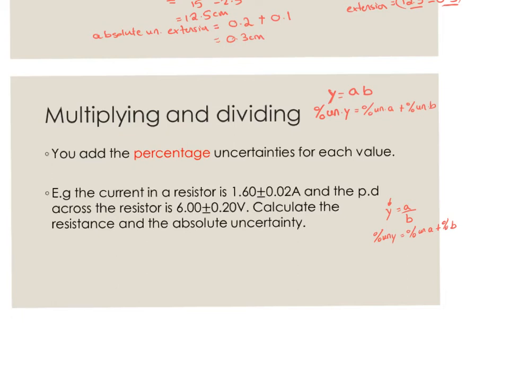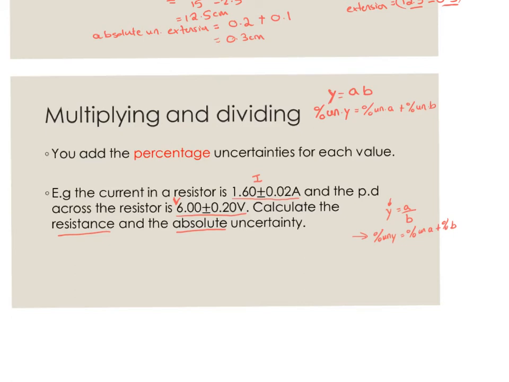The current in a resistor, the symbol for current is I, and the potential difference across the resistor, so voltage, in other words, that you're used to from GCSEs, the symbol is capital V, is 6.00 plus or minus 0.20 volts. Calculate the resistance and the absolute uncertainty. So it's very key to read clearly what the question's asking. With this format, we will end up with percentage uncertainty, and I'll show you how we're going to solve through that.